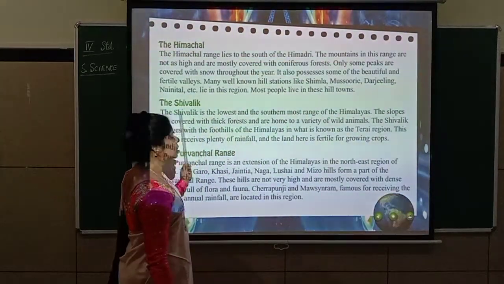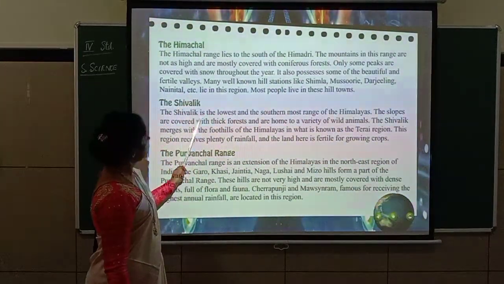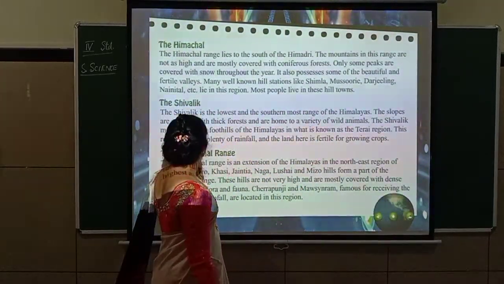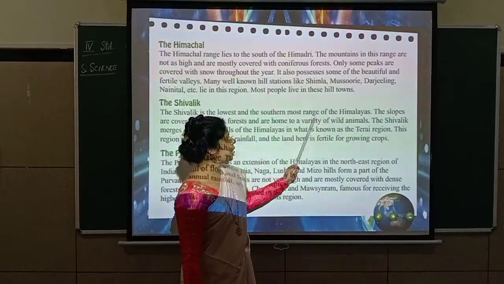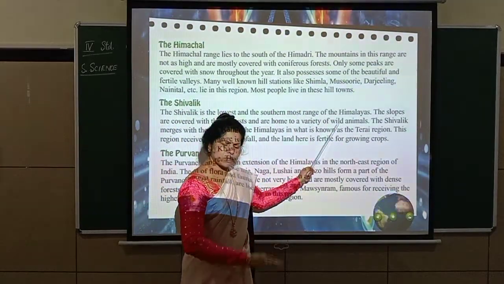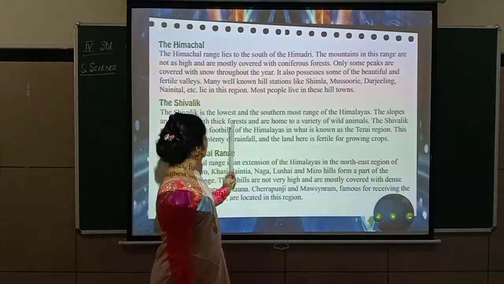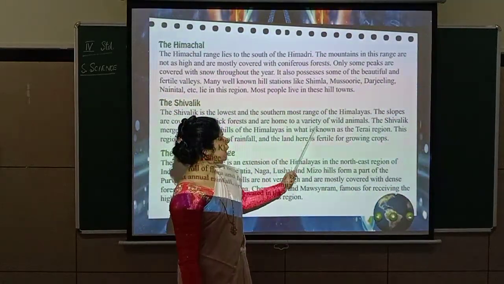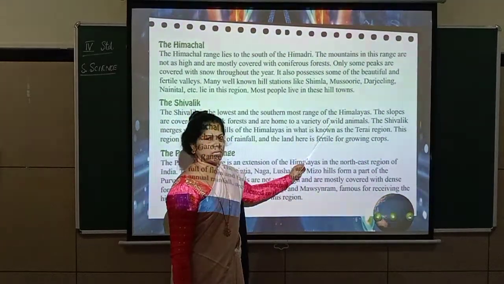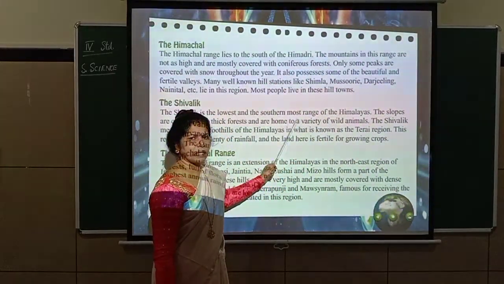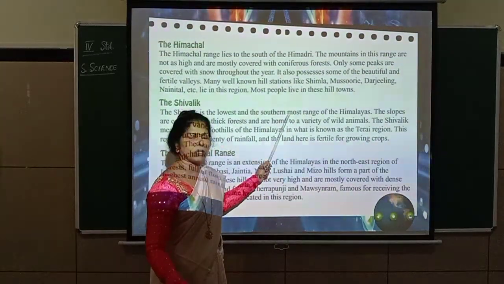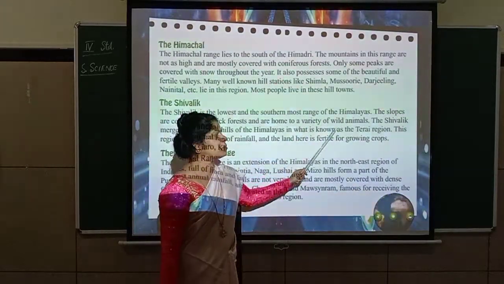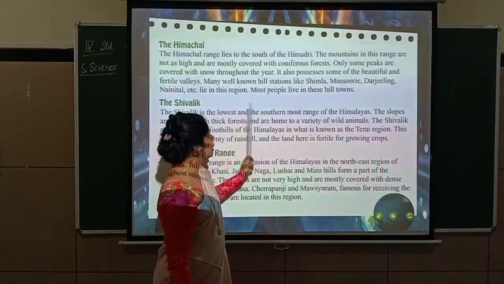Most people live in these hill towns. Okay. Now coming to the Shivalik range. The Shivalik is the lowest and the southernmost range of the Himalayas. Lowest and southernmost, the full bottom of the Himalayas. The slopes are covered with thick forest and are home to a variety of wild animals. So it is thick forest, so you find a variety of animals. As there are thick forests, they will get enough shelter as well as food to eat, isn't it?